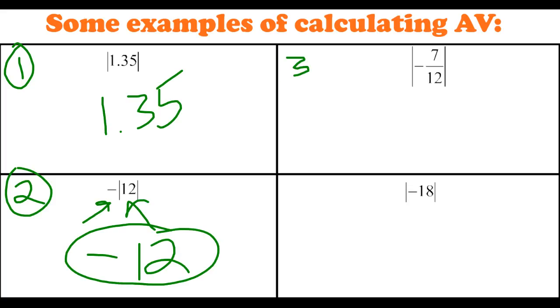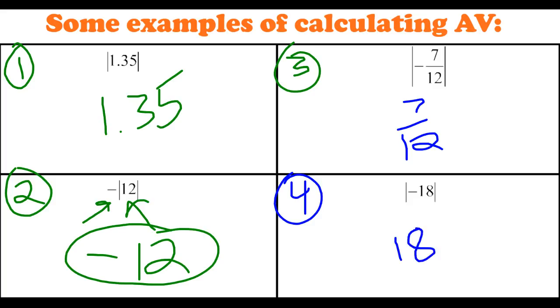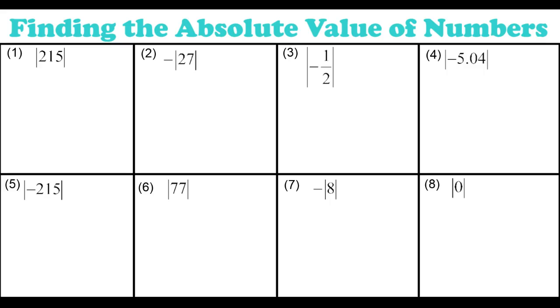Up in the upper right-hand corner, we have the absolute value of negative 7/12. Negative 7/12 is a distance of 7/12 away from 0 on a number line, so it's just 7/12. And for number 4, the absolute value of negative 18, that distance on a number line is 18. And so that's how we think about calculating absolute value, and we'll talk more about how it's used in class when you get there. So go ahead, pause the video, write these problems down in your notebook, and then find the absolute value. I'll be looking for both the problem itself and the answer when we check notebooks. Pause the video, work on these, come back when you're ready to see the answers.